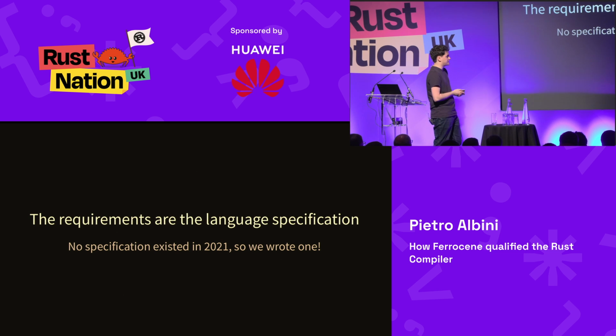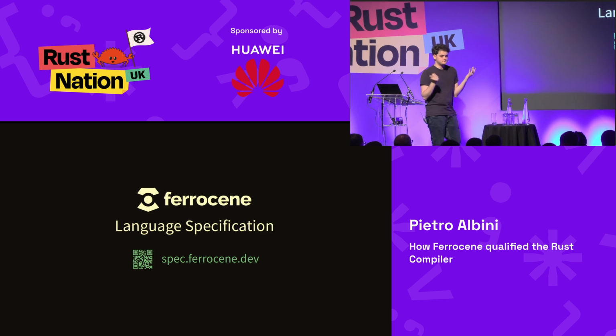And so what we did is we just created one. We sat down, and we spent around 6 months, I think, with a few full-time people working on it. And we went through everything, and we wrote the Ferrocene language specification. To be clear, it's not the official specification of the Rust programming language, because that's something that the Rust project is actually working on right now.